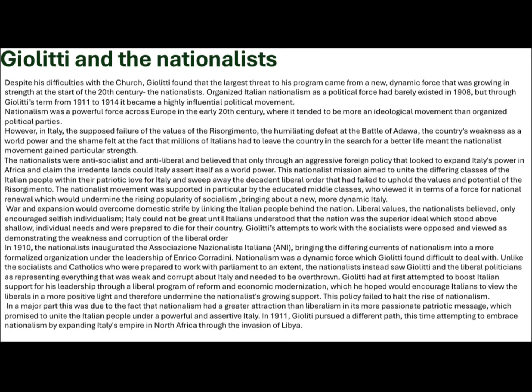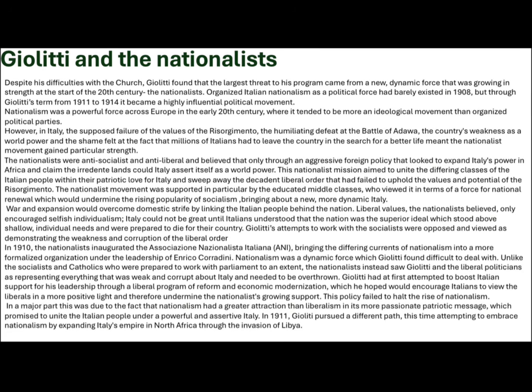Nationalism was a powerful force across Europe in the early 20th century, where it tended to be more an ideological movement than an organised political party. However, in Italy, the supposed failure of the values of the Risorgimento, the humiliating defeat at the Battle of Adwa, the country's weakness as a world power, and the shame felt at the fact that millions of Italians had to leave the country in search of a better life, meant that the nationalist movement gained particular strength.